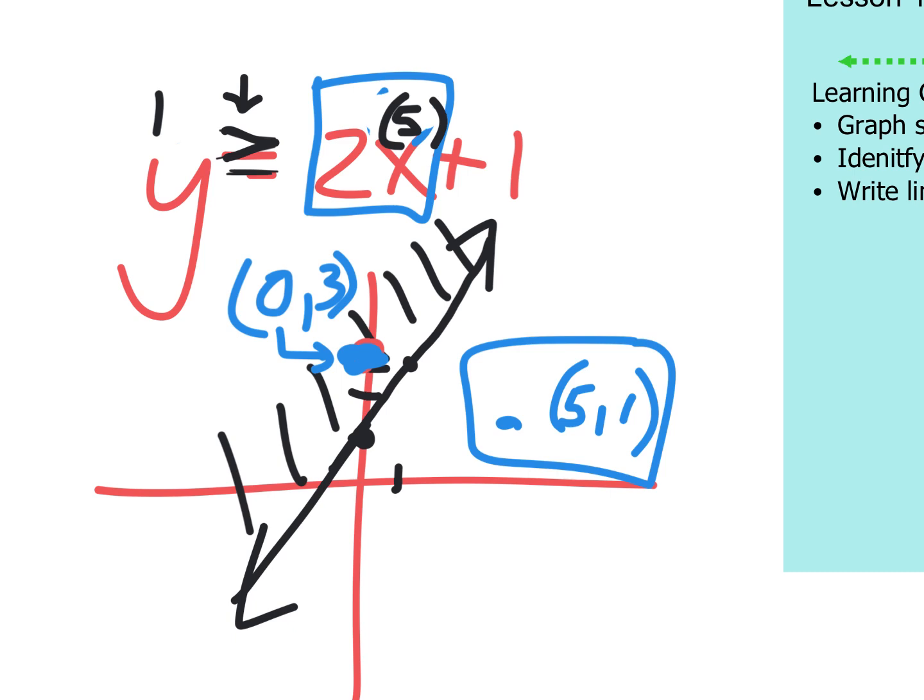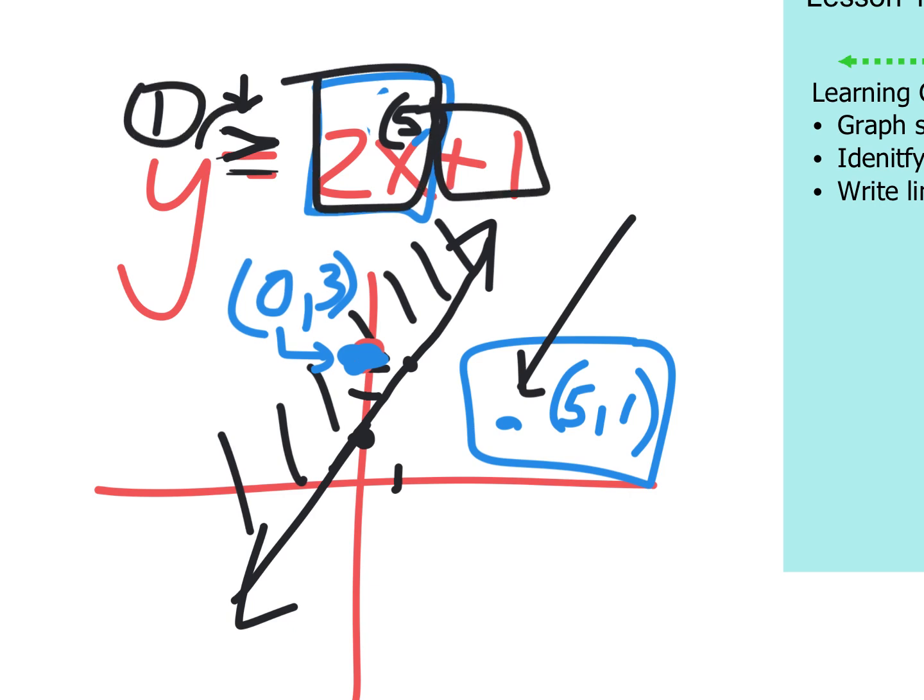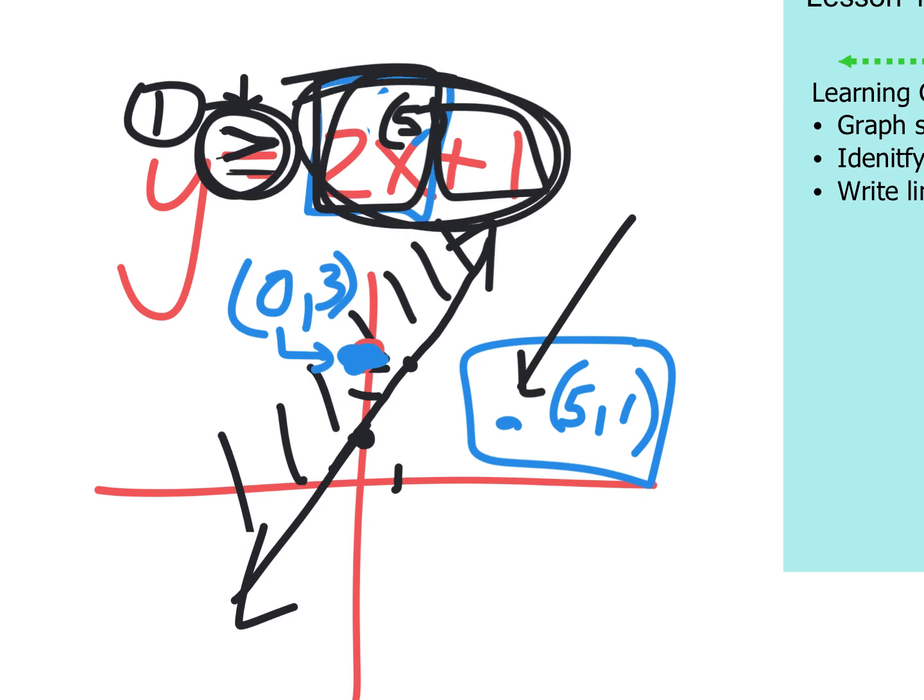It's not shaded. There's 2 sides of the line. There's the shaded side and the not shaded side. Do you get that 5, 1 is not on the shaded side of the line? It's not supposed to work. So this is 10 plus 1 is 11. Is 1 bigger than 11? No. So that's why it doesn't work.